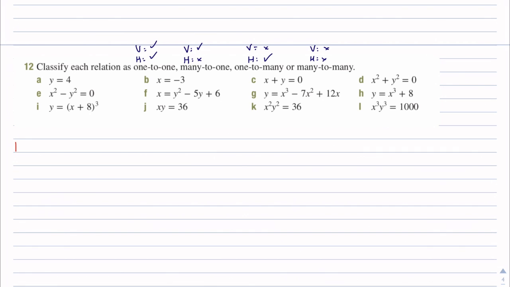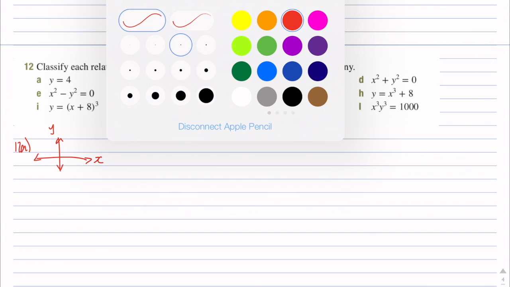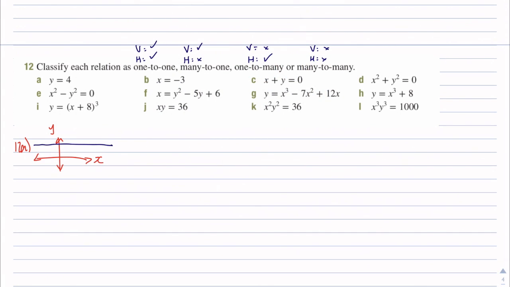So let's start off with 12a. You're never going to sketch these well, by the way. You don't want to waste time. Y equals 4 is literally a line going along at 4.